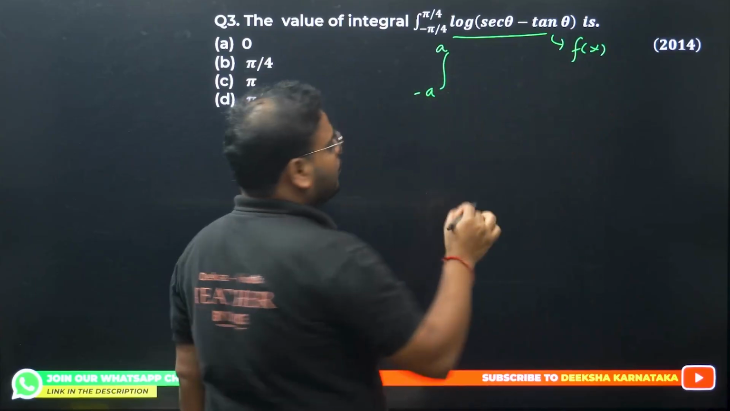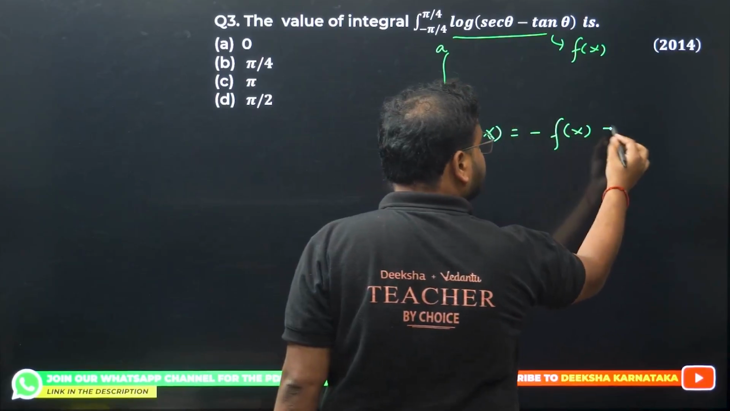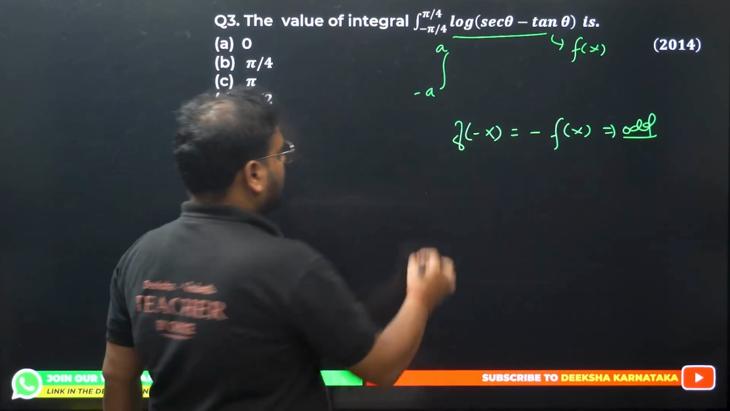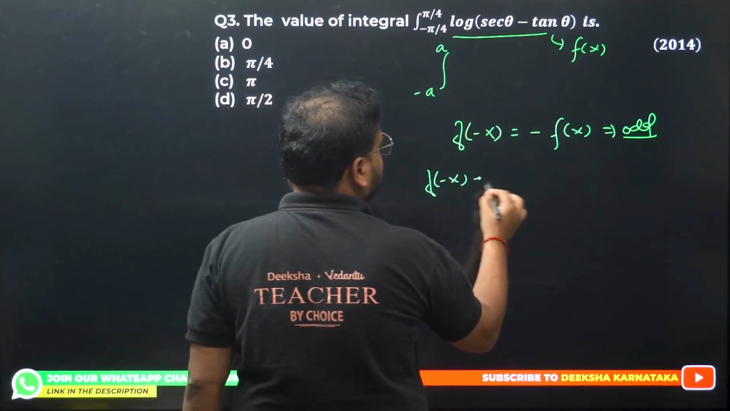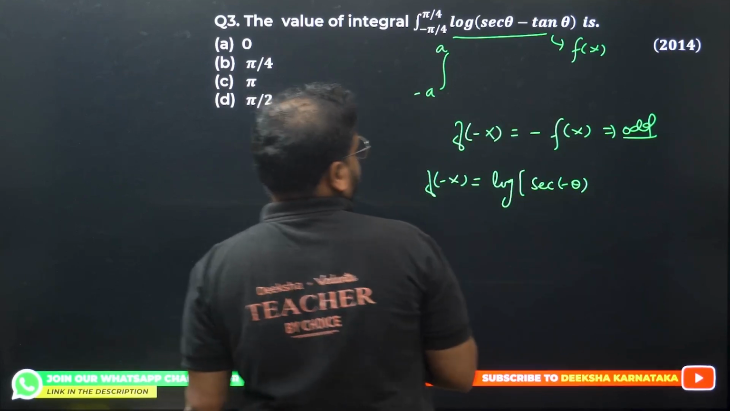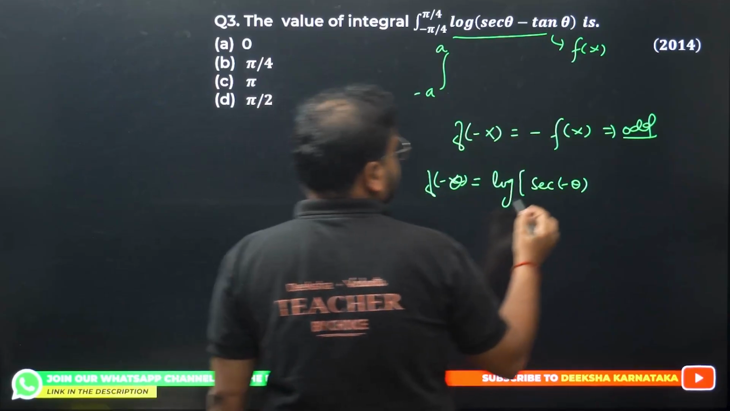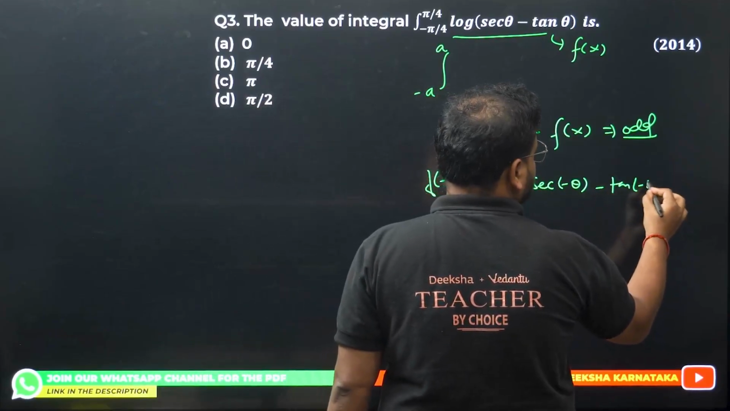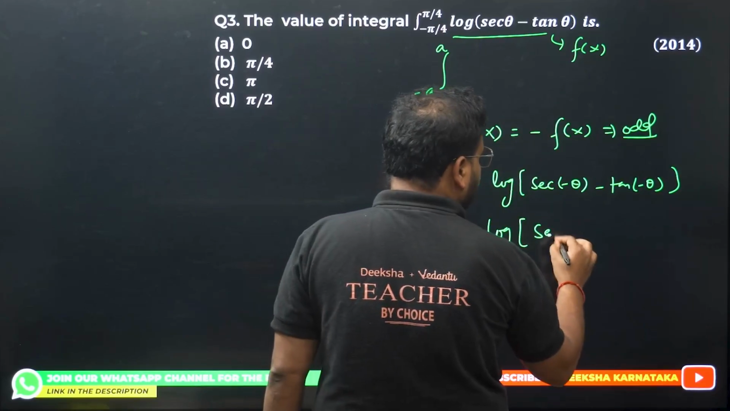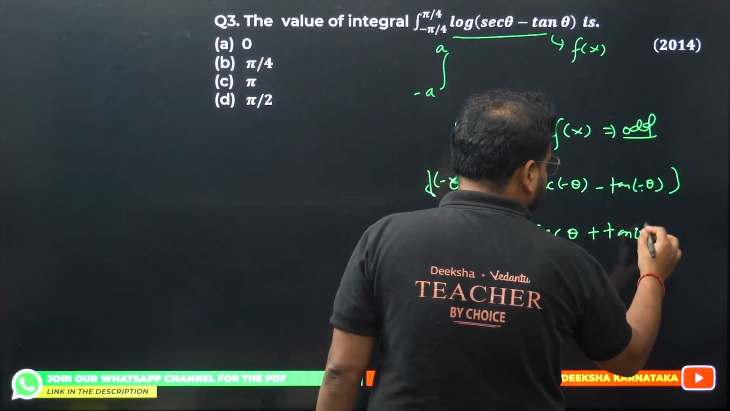To check for odd, we know that f of minus x should be equal to minus of f(x). This is the case for an odd function. Correct. Let's try doing that. So in this f of minus x, what are we going to use? Log of sec of minus theta, and sorry, this is theta, minus tan of minus theta. I get log of sec theta, since sec of a negative becomes positive. The minus comes outside, minus of minus, so plus tan theta.